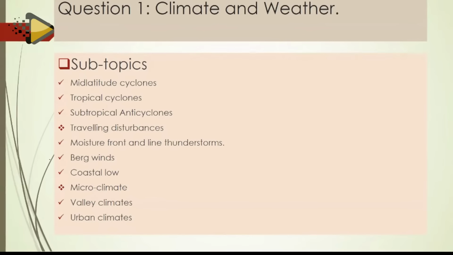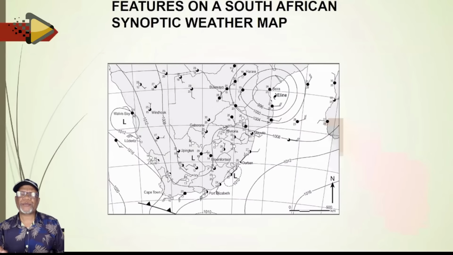Many subtopics. The first one will be your mid-latitude cyclone, your tropical cyclone, subtropical, your traveling disturbances, moisture front, berg winds, coastal low, and then we're also going to look at microclimate. We'll look at your valley climates as well as your urban climates. But before we go to that, let's look at the synoptic weather map.